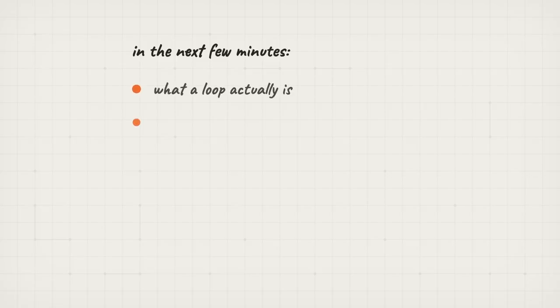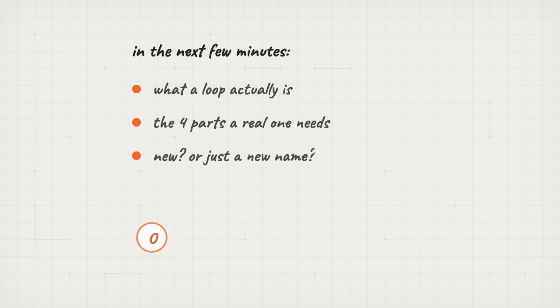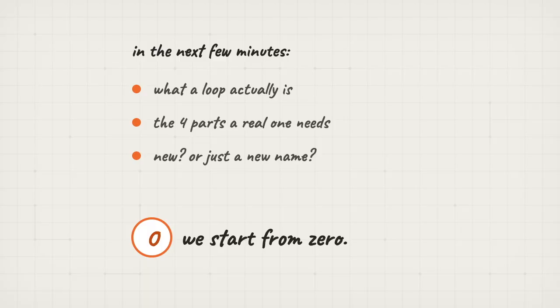So give a few minutes to this video. I'm gonna tell you what a loop actually is, the four parts a real one needs, and how much of this is new versus a new name for something you are already doing. And don't worry, if you have never built an agent before, we are starting from zero.